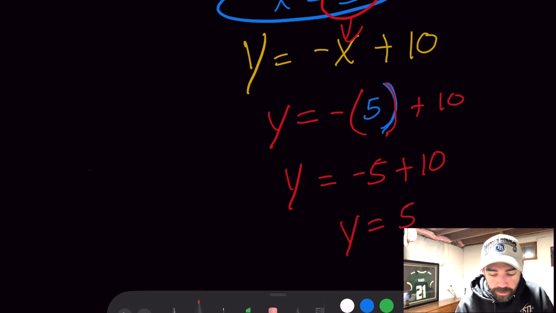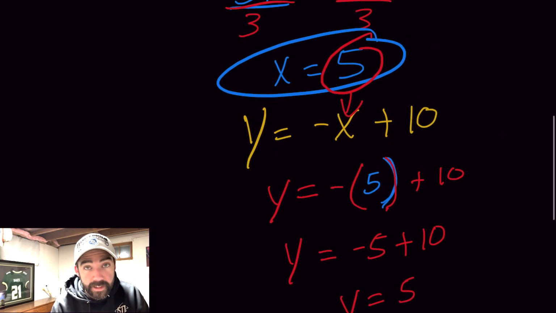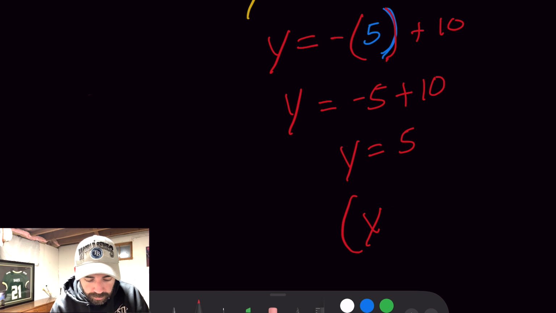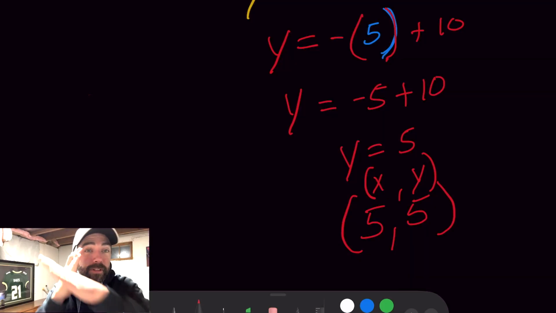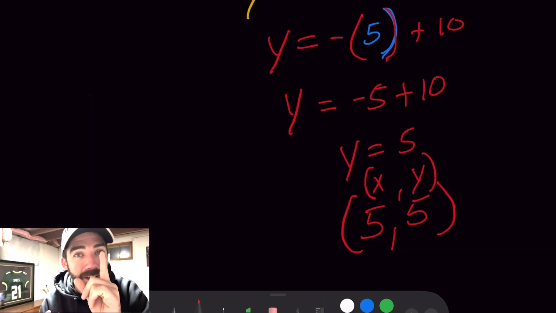So our answer is x equals 5, y equals 5, which can be shown like this. 5 for x, 5 for y. Remember, this is the x, this is the y. That's how you write a coordinate. Because the system of equations technically is saying where these two lines intersect. It is a point. It is an x value and a y value. That is the intersection. The point of intersection is the answer.